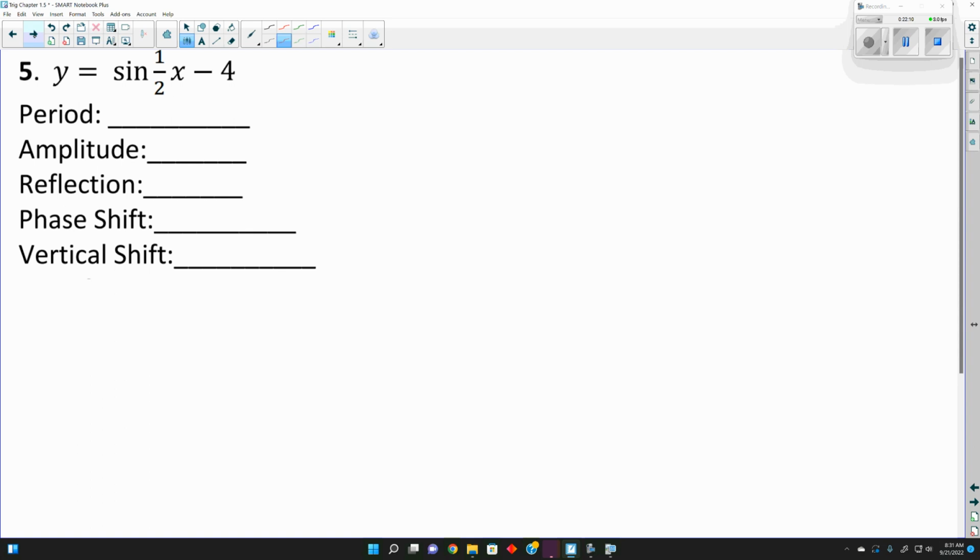And this here is like one of the ones, they don't include it, but they are saying that the 1/2 x is in parentheses. Now to find the period, we're doing 2 pi over b, which is 1/2, which is going to tell us that this is 4 pi. So the period is 4 pi. Our amplitude would be 1.